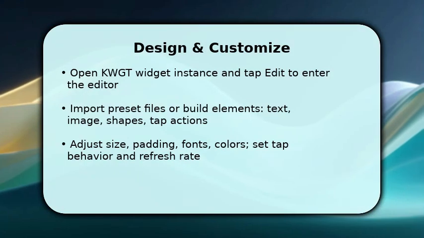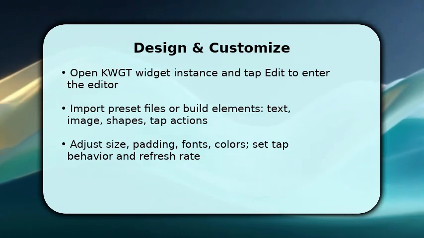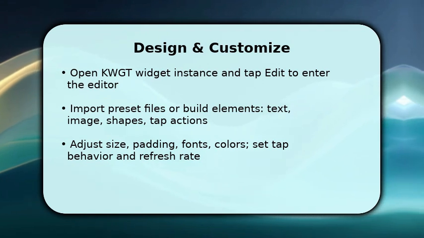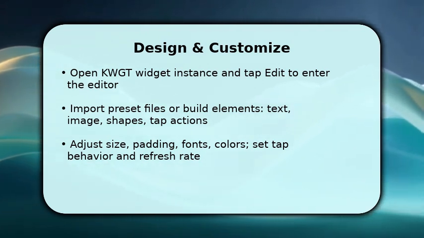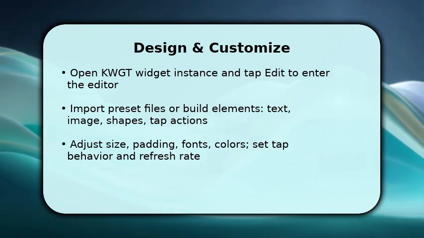You now move into design. Tap the widget placeholder and choose Edit to open the editor. Use imported presets or add elements manually: text, image, shapes, or layered PNGs for that cute look. Once elements are in place, tweak size, padding, font, and color to match your wallpaper.